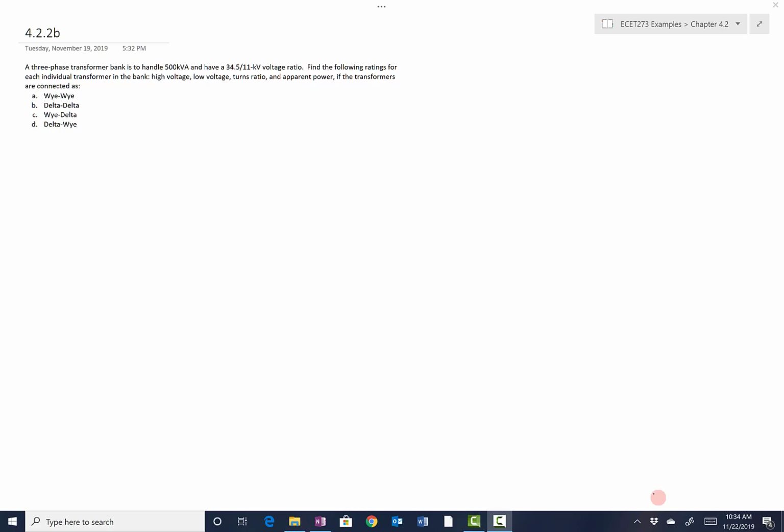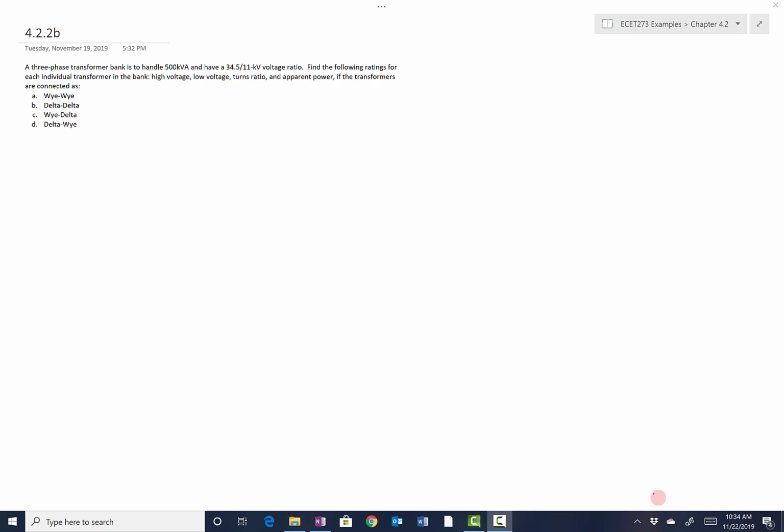Example 4.2.2b, three-phase transformer calculations. A three-phase transformer bank is designed to handle 500 kVA and have a voltage ratio of 34.5 kV to 11 kV. Find the following ratings for each of the individual transformers used to construct the bank.